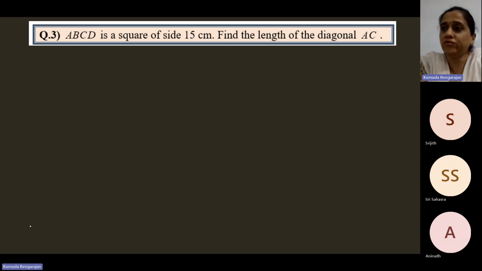ABCD is a square of side 15 centimeters. Find the length of the diagonal AC.